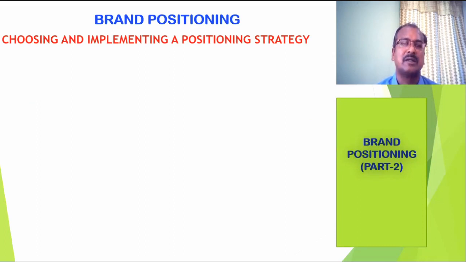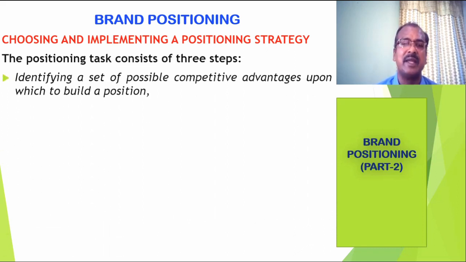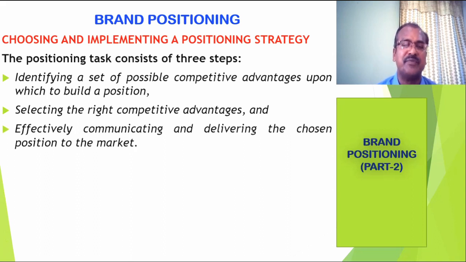I am going to start my explanation on the concept of choosing and implementing a positioning strategy. The positioning task of a brand consists of 3 steps. 1. Identifying a set of possible competitive advantages upon which to build a position for a brand. 2. Selecting the right competitive advantages. And 3. Effectively communicating and delivering the chosen position to the market.